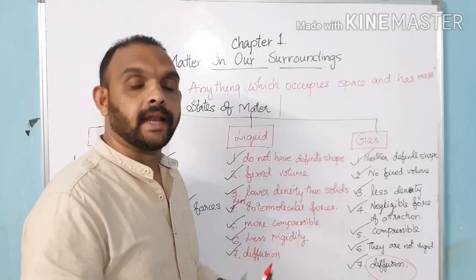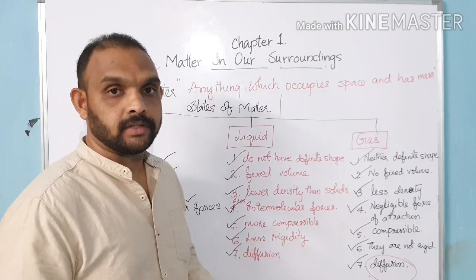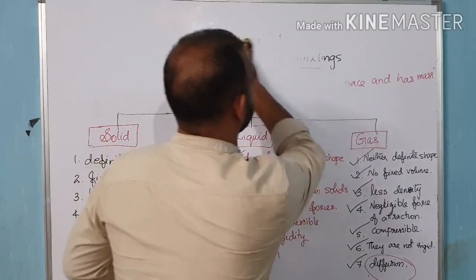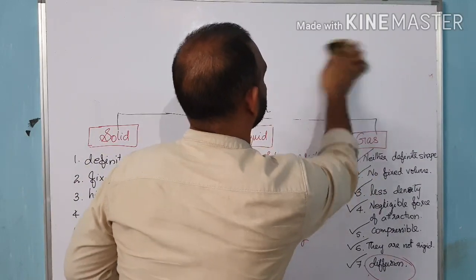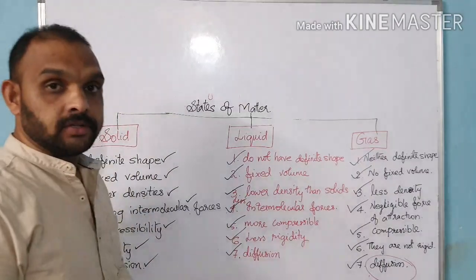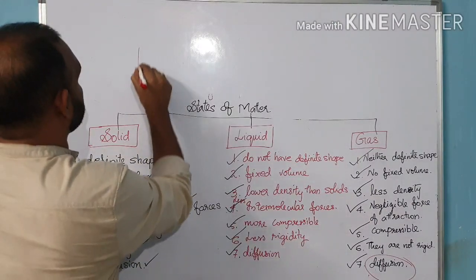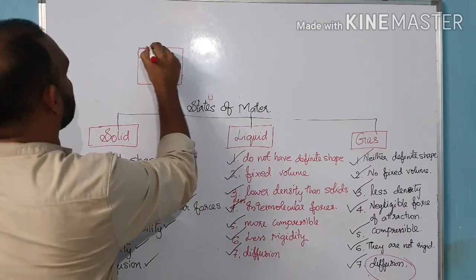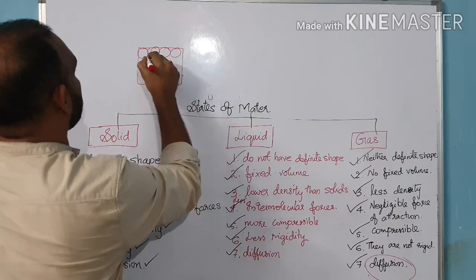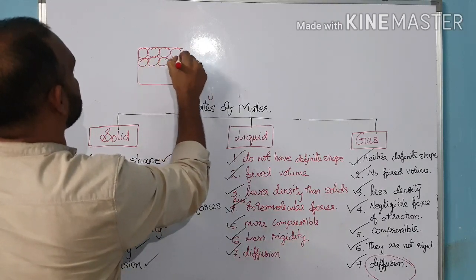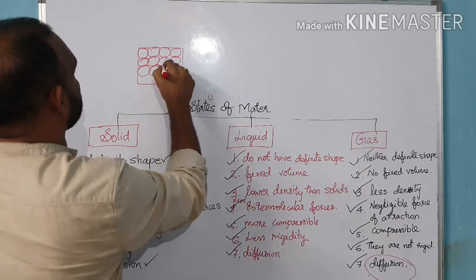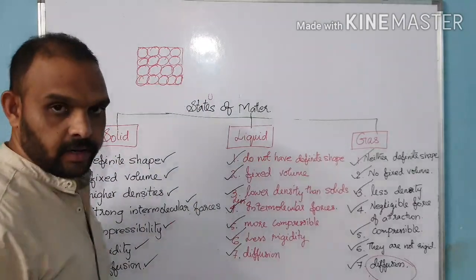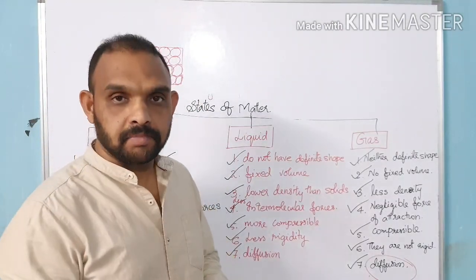And to make these characteristic properties of states of matter more clear, we can make a schematic diagram. That schematic diagram shows us a very easy way to explain the characteristics of the three states of matter. First, if you take solid, in solids all the particles are closely packed. There is less space and more force of attraction. They have no space to move in. So they are rigid. They are not compressible.